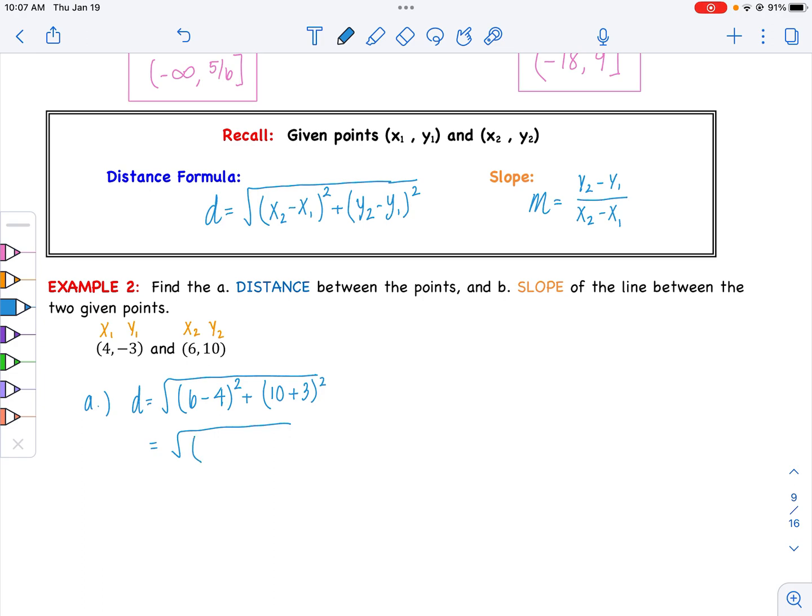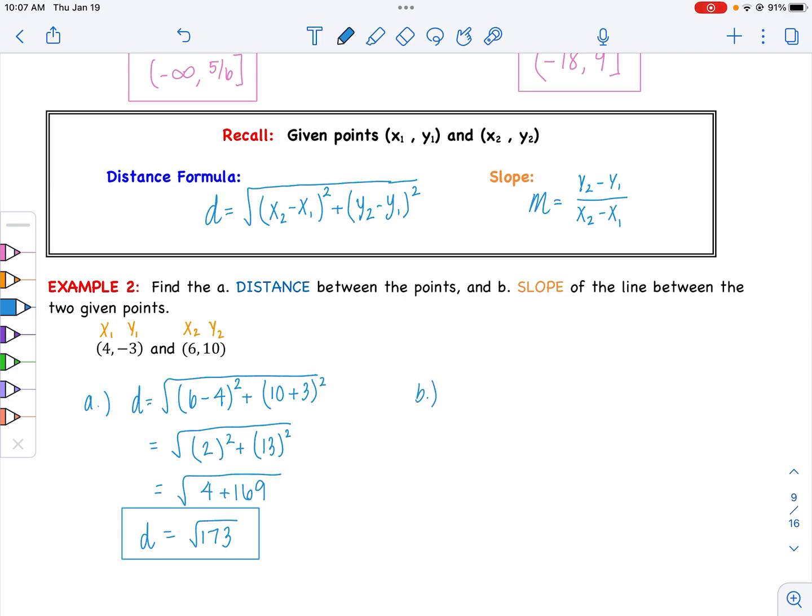Simplifying here, 6 minus 4 is 2. 10 plus 3 is 13. Again, you want to show this work. 4 plus 169, overall square root of 173. If you can simplify that radical, we do expect you to do that. In this case, 173 cannot be simplified under your square root.